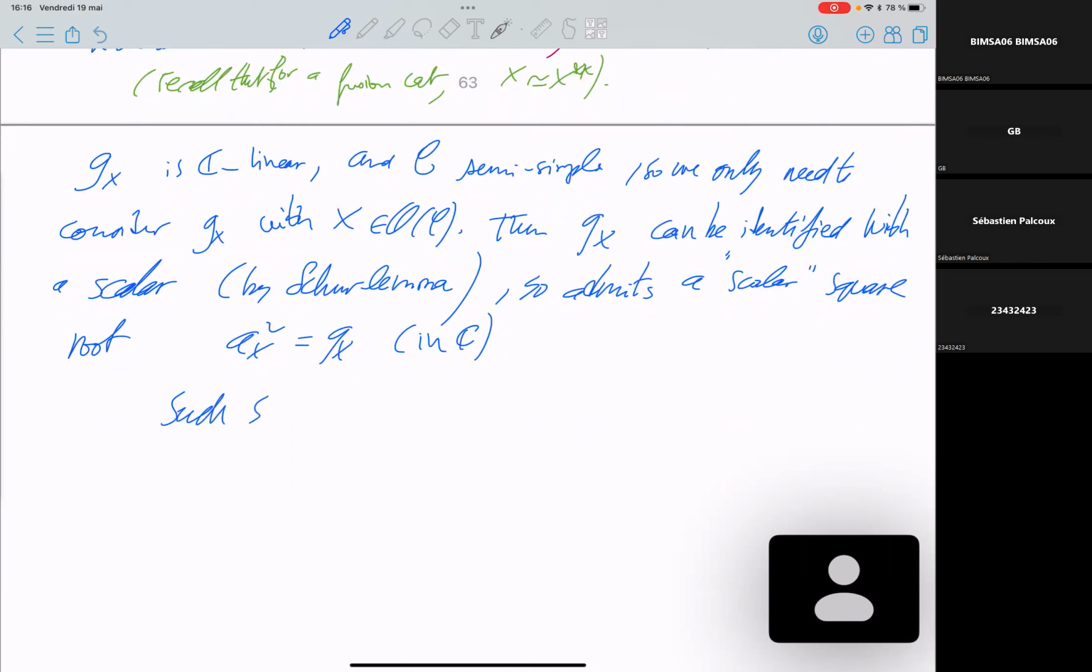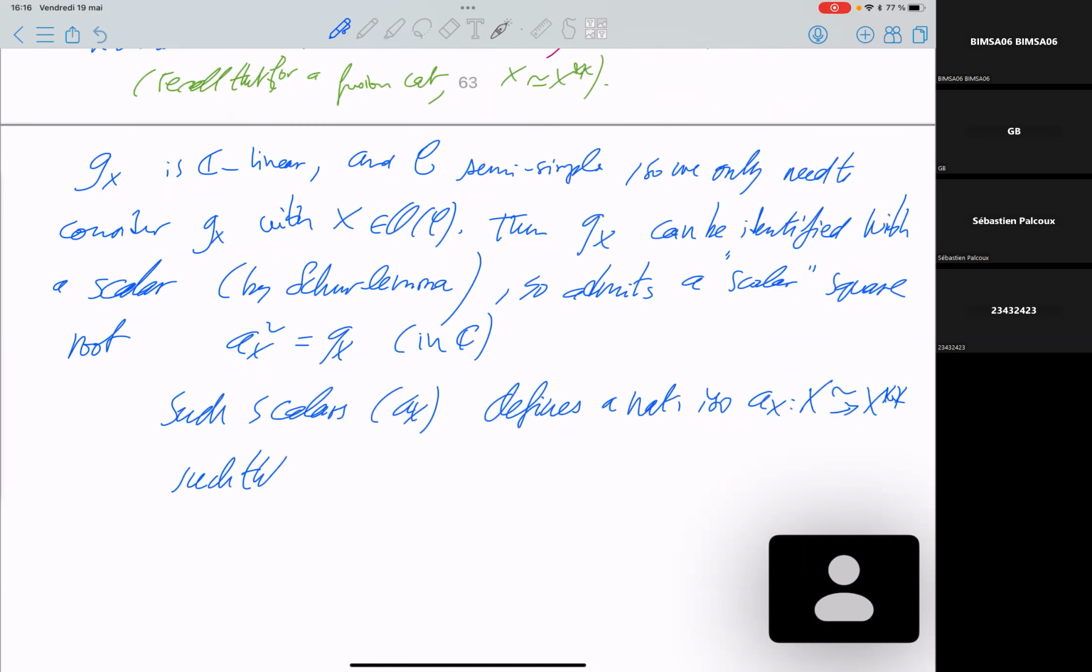Such a scalar a_X defines the natural isomorphism a_X, so we also call it like that, such that a_X double star composed with a_X is g_X.